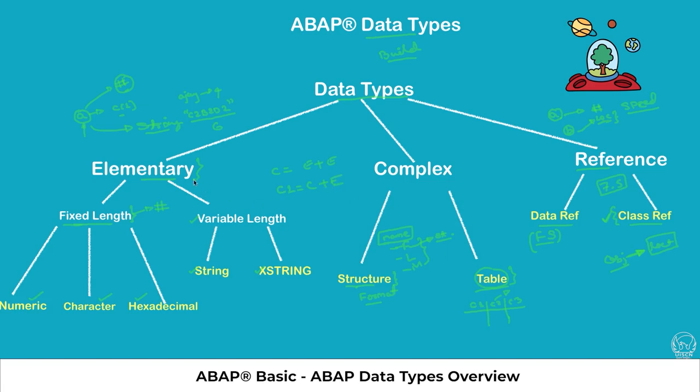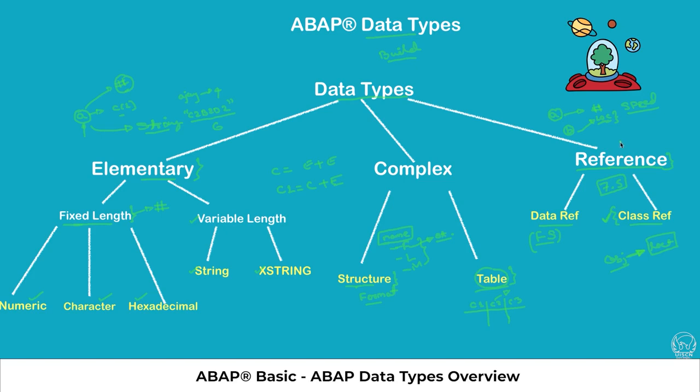These are the major categories of data types which we will see in ABAP. The first is the elementary, which again has the categorization of fixed length and variable length. Then we have the complex, where we have structures and tables. And then we have references, which are basically pointers pointing towards a memory location.